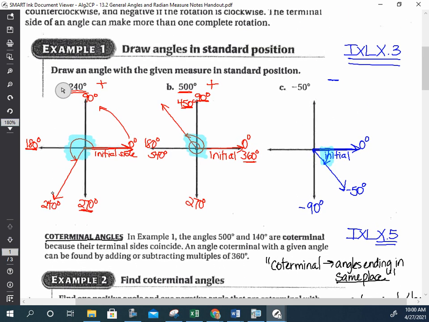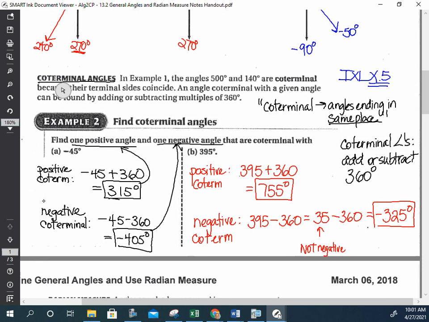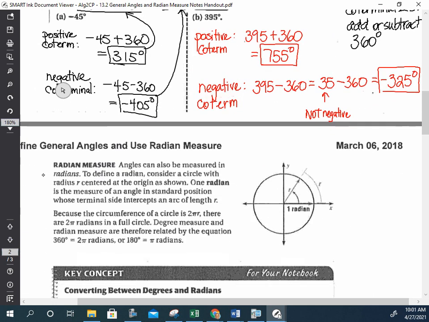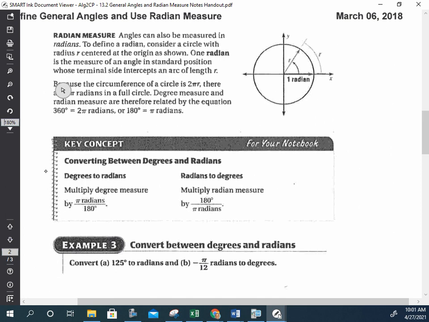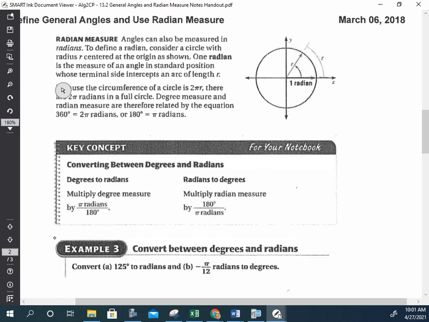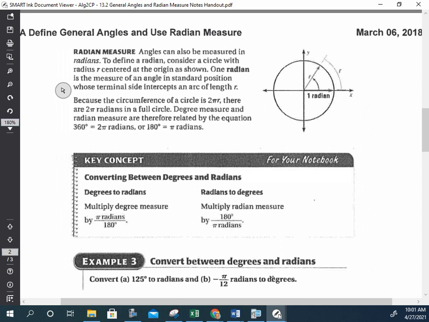So we learned how to draw these angles. We learned how to find angles that would land in the same place. The last thing that we're going to do is look at how to convert angles. The three parts in this section, this is the most important: learning how to change an angle from degrees to radians.